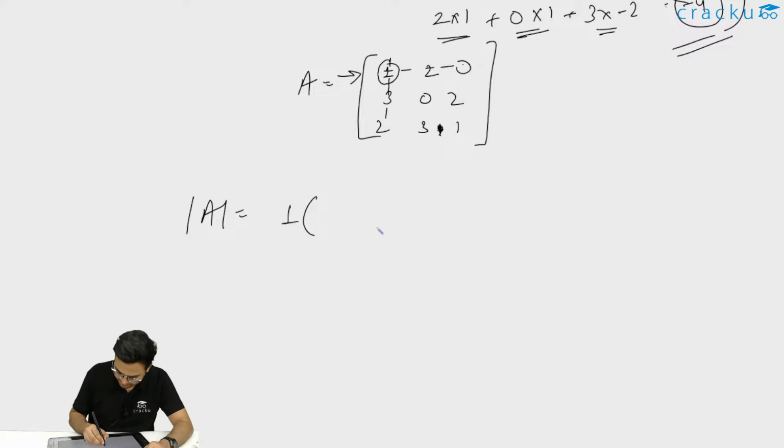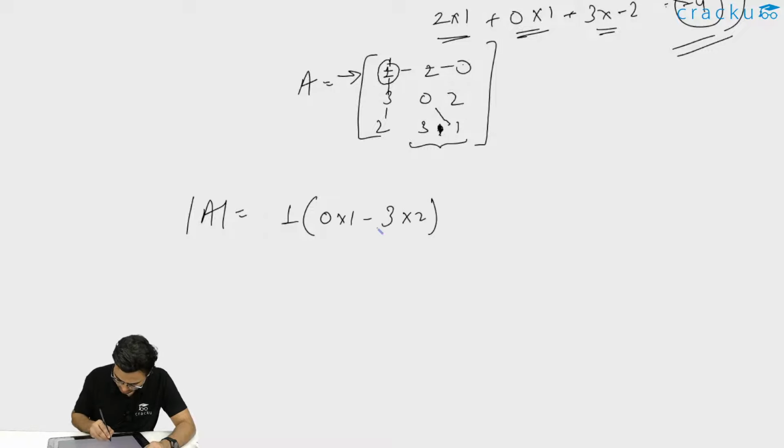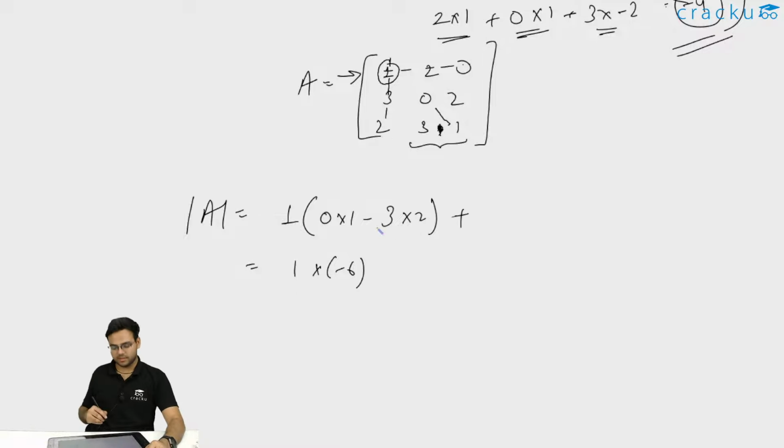So I'm left with 0, 2, 3 and 1. I'll calculate the determinant of this submatrix. The determinant is 0 into 1 minus 3 into 2. So 0 into 1 is 0, minus 3 into 2 is minus 6. So this will be 1 into minus 6. First of all, this will be a plus.